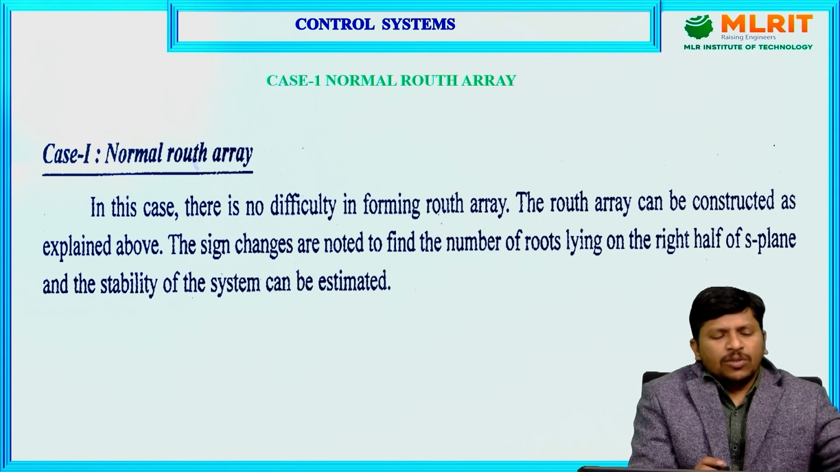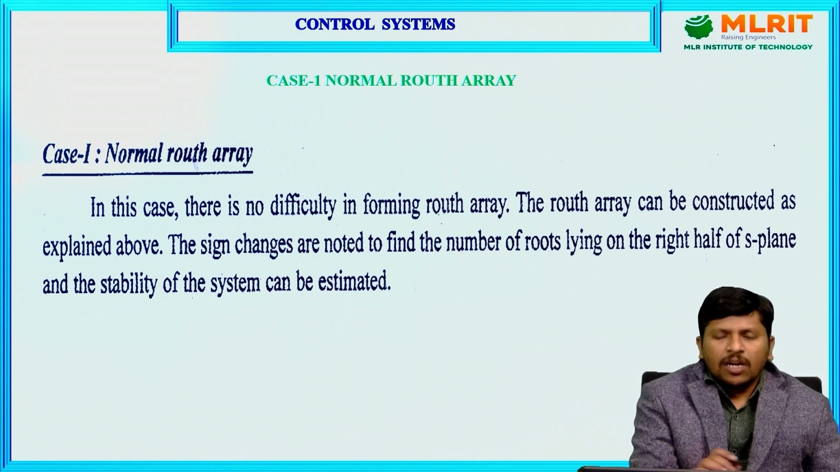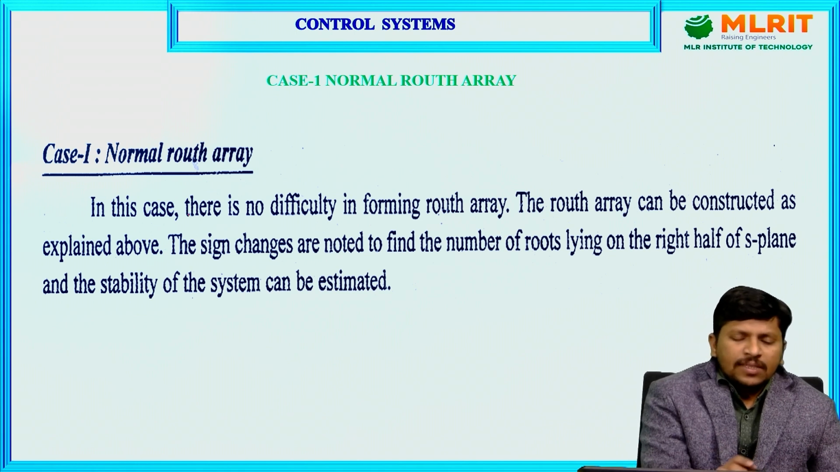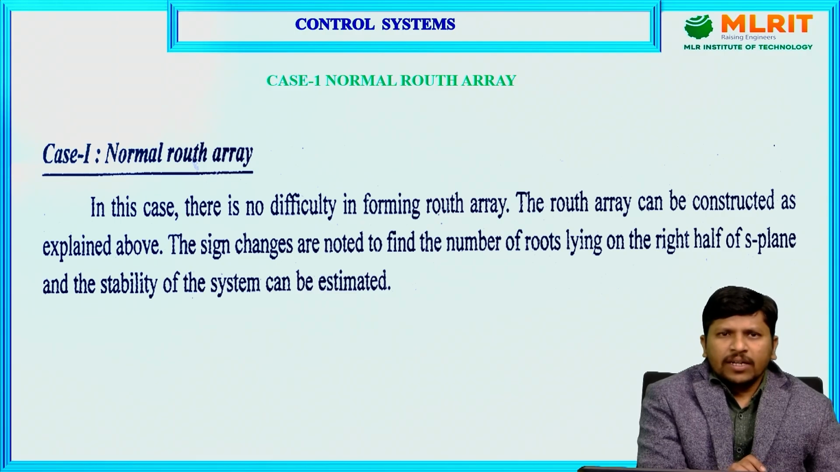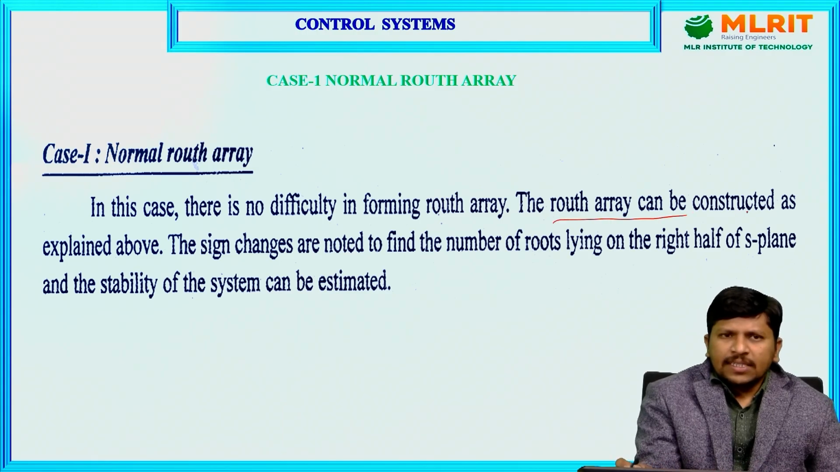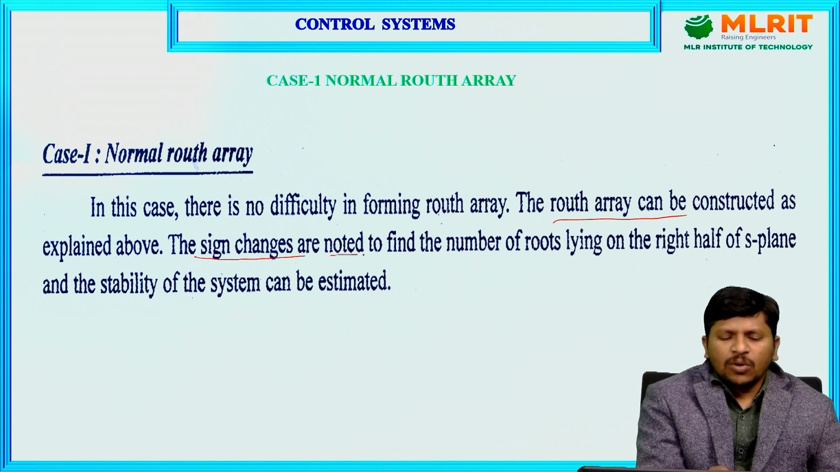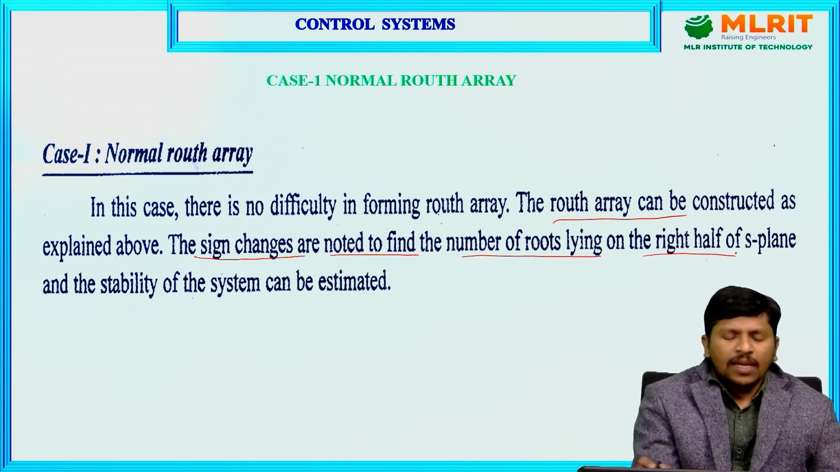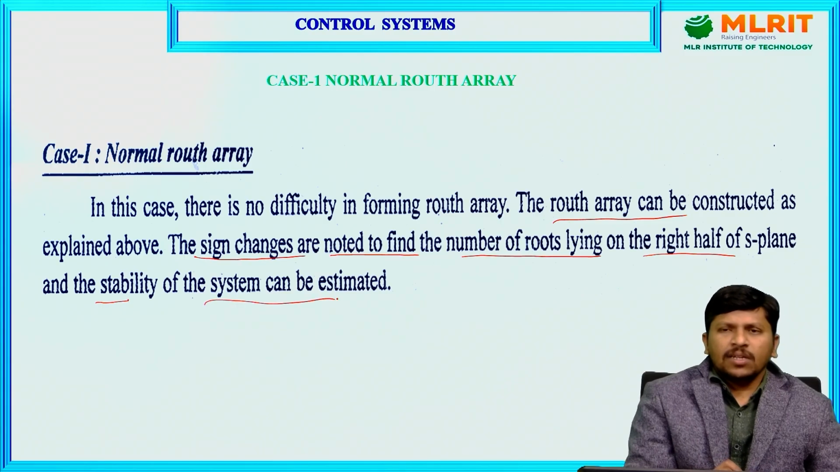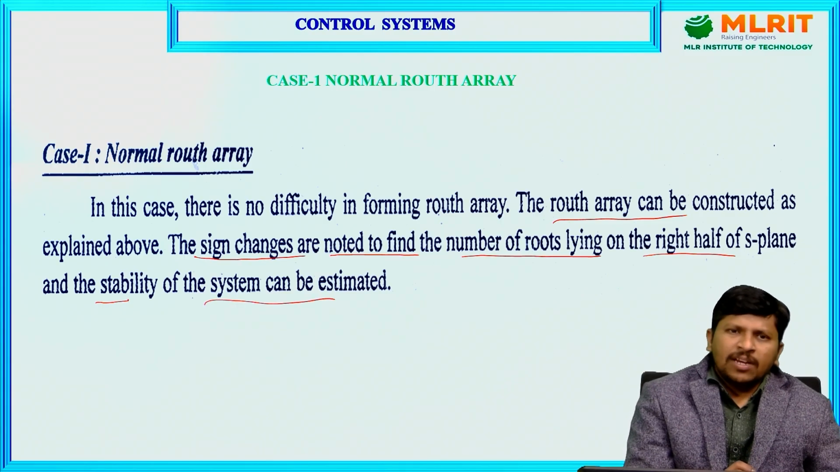Next, coming to the first one, case 1, the normal Routh array. In this normal Routh array case, there is no difficulty in forming the Routh array, and it can be constructed as explained previously. I explained an example of an nth order polynomial equation in the previous session. Next, the sign changes are noted to find the number of roots lying on the right half of the S-plane. Then the system stability is estimated.